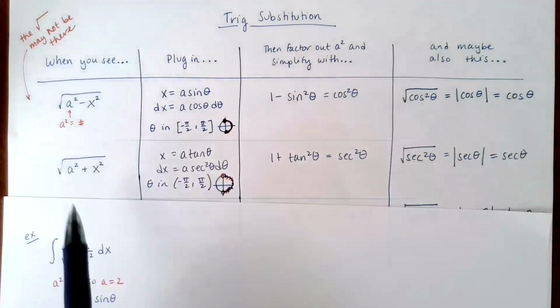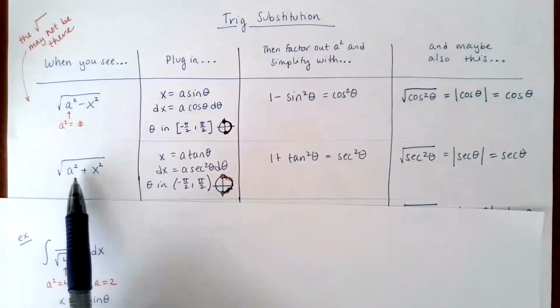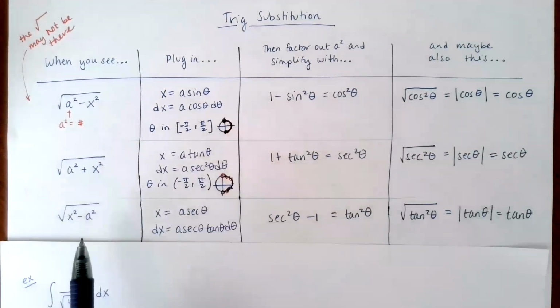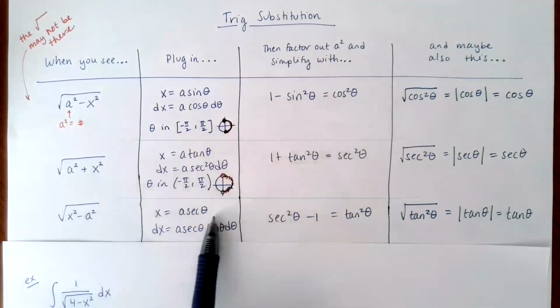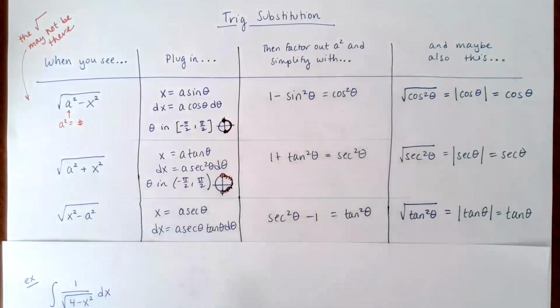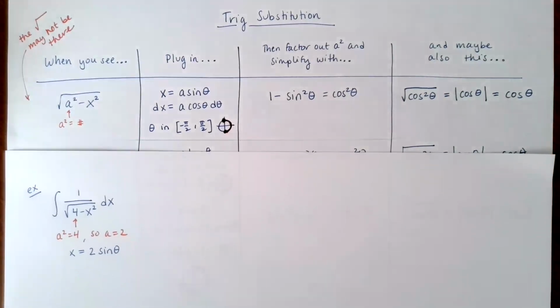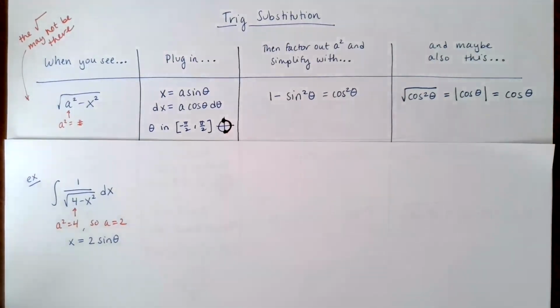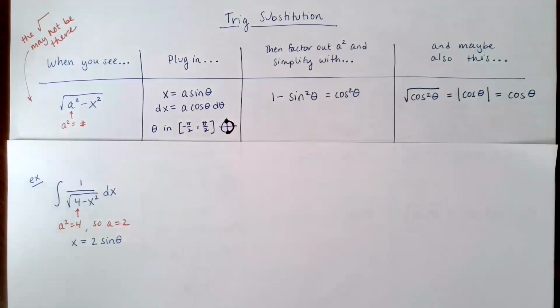If instead there's addition between the number and x squared, you'll sub in tan. And then here, if it's x squared minus the number, you choose secant. These are the prescribed three choices. And it's all about the identity in the third column. We'll see that when we get there.